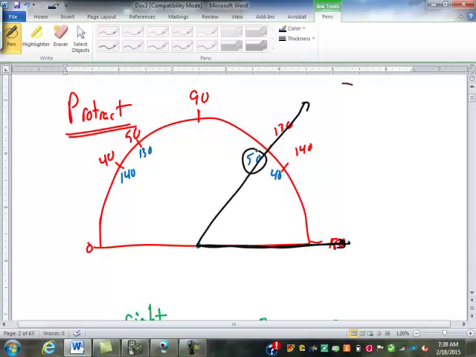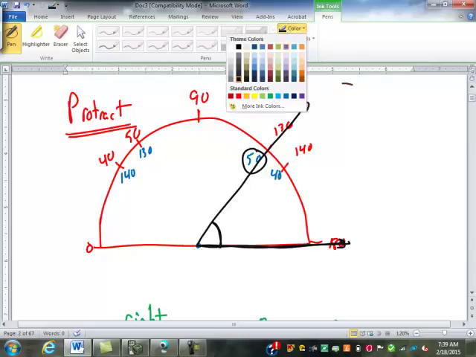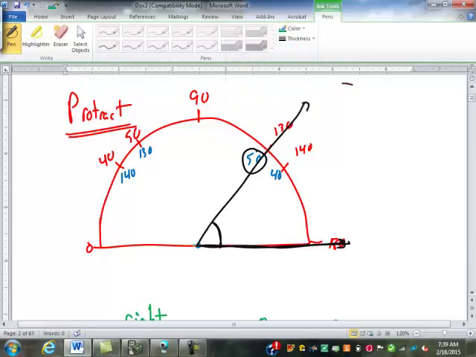50. How do you know that's 50? Because the right angle is 90. You got it. This is an acute angle. If it's an acute angle, we have to read the smaller of the two numbers. The larger of the two is for an obtuse angle. So let's say I do have one that sits on here like this. Is that going to be the 40 or 140? That's going to be the 140 because it's an obtuse angle.